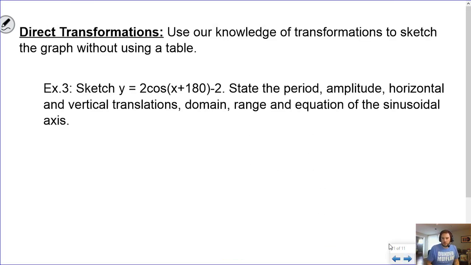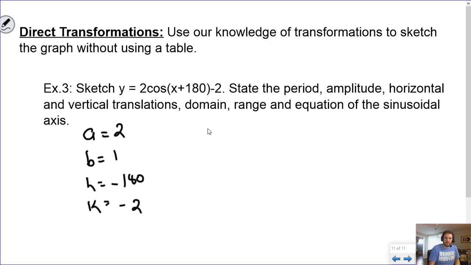So one more example here before we call it a day. And this time I'm going to think about this idea of my direct transformations without having to make my table and just kind of consider the transformations and what that's going to do to my graph. So if I wanted to graph this thing here, so this next one has a few more transformations, and we want to state the period, amplitude, stretches, translations, all that fun stuff. So what I want to do first is just say, okay, what are my A, B, H, and K values, right? So my A here is 2, my B is 1, my H is -180, and my K is -2.